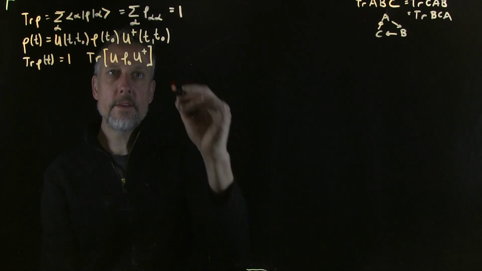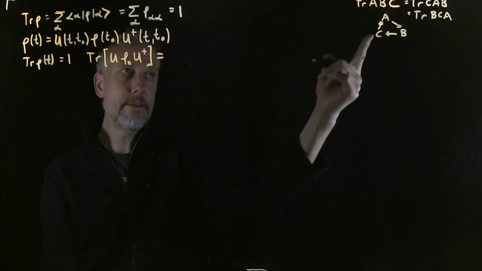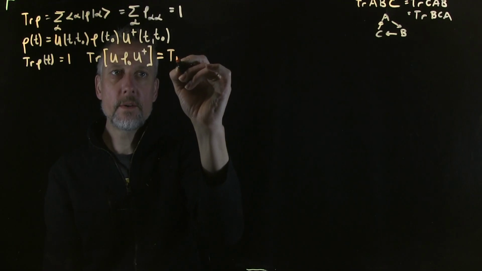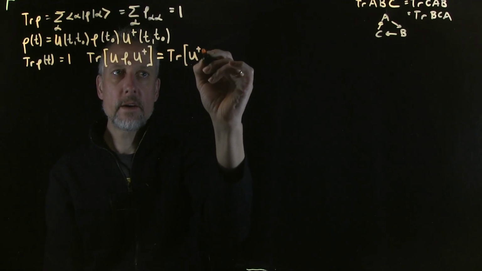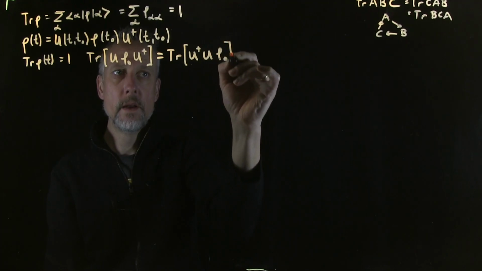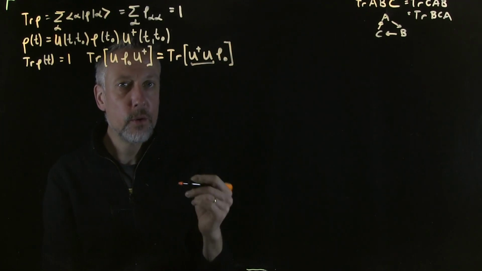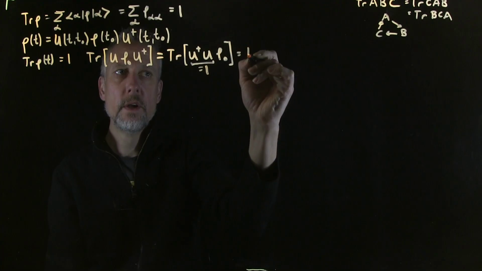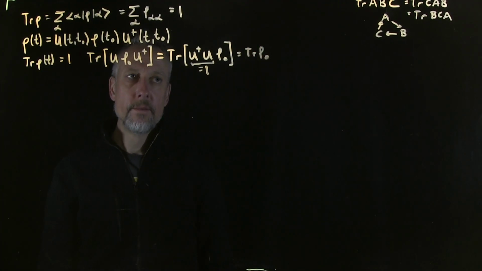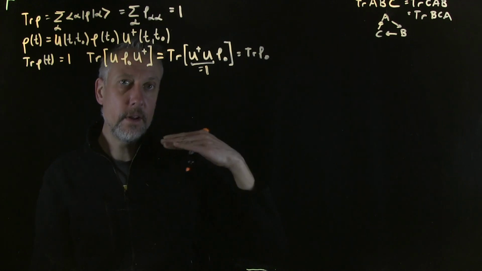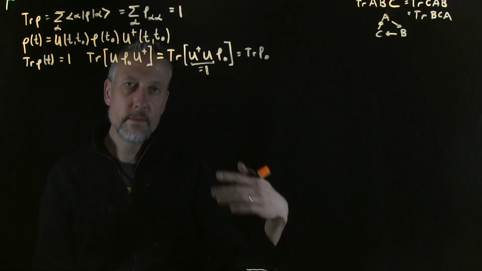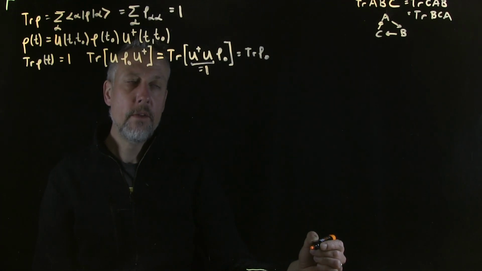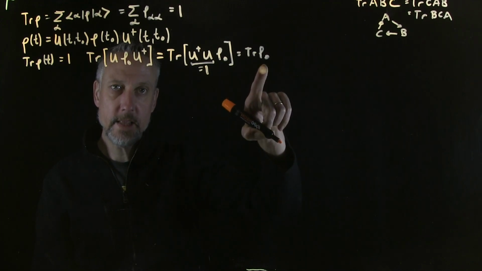So instead of A, B, and C, I have U, rho naught, and U dagger, and I can move them around. This is equal to the trace of U dagger U rho naught. We know what U dagger U is, because U is a unitary operator. The dagger is equal to the inverse, so this is equal to 1. So this is equal to the trace of rho naught. Whatever the initial value of the trace was, if it evolves according to unitary evolution, which for us means according to the Schrodinger equation or Liouville equation, then it will stay that way.